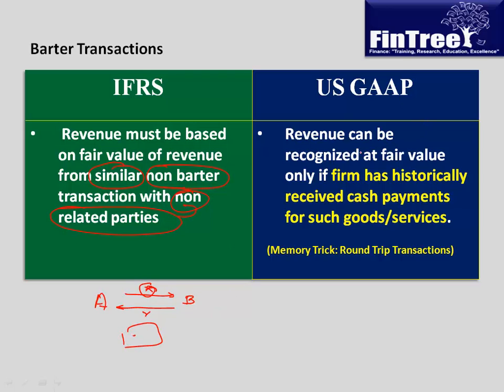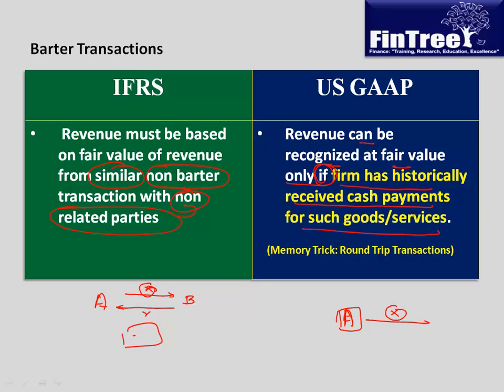US GAAP, however, puts a relatively stricter condition that revenue can be recognized at fair value only if firm has historically received cash payment for such goods and services. Okay, which means if firm A has not been able to do a transaction like this in the past, or firm A has not sold that good X for cash to some other firm in the past, then it would not be allowed to recognize the revenue.